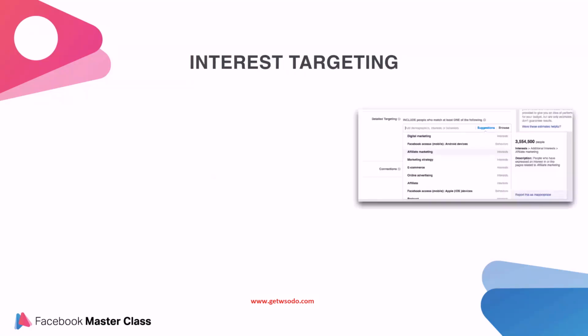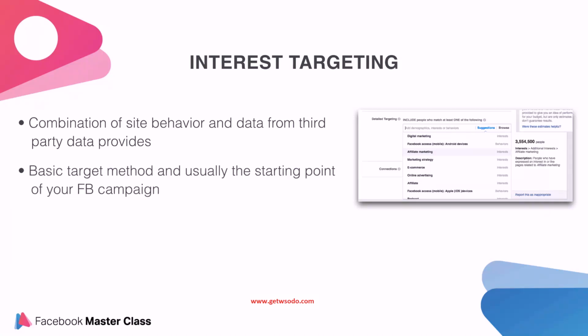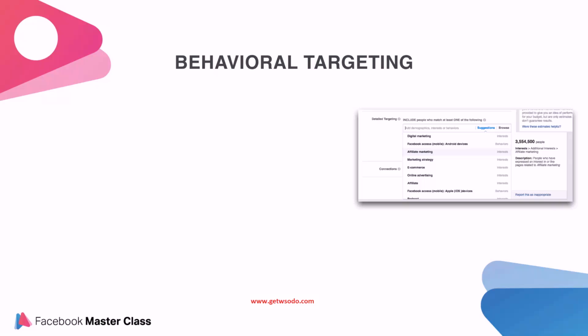So let me give you a quick walkthrough through all the targeting options that we just discussed. So we have interest targeting. It's essentially a combination of site behavior and data from third-party data providers. And it's a basic targeting method and is usually the starting point of your Facebook campaign. So if you have no custom audiences, no lookalike audiences, you're usually starting out with interest targeting to build an initial custom audience that you turn into a lookalike audience.